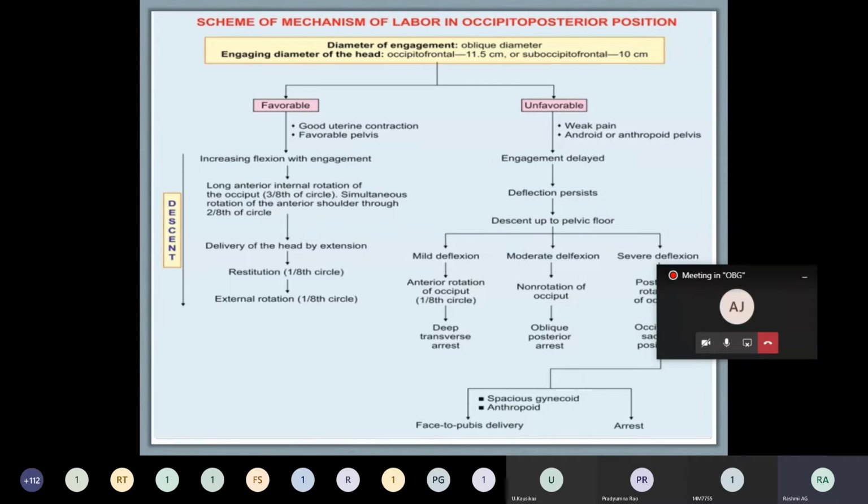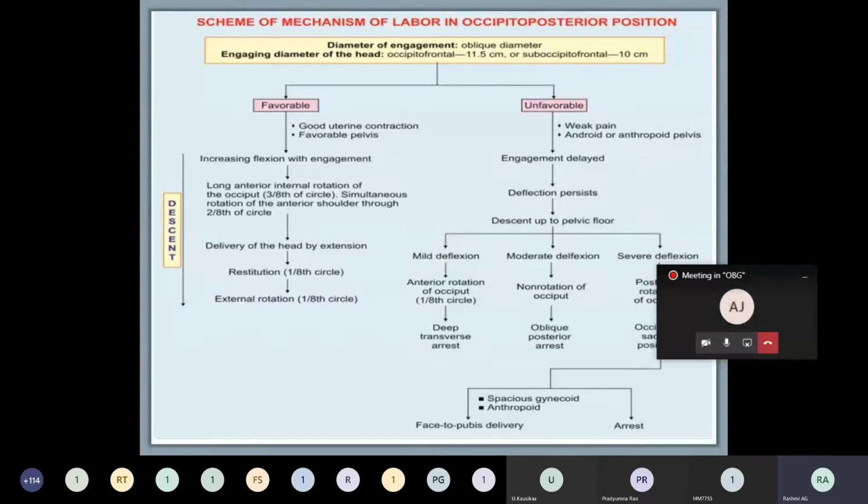There are two things which can occur. Okay, one is it's favorable, wherein OP is favorable in certain conditions and it is unfavorable in certain conditions. So when is occipitoposterior delivery favorable? When the uterine contractions are very good and the lady has a favorable pelvis.